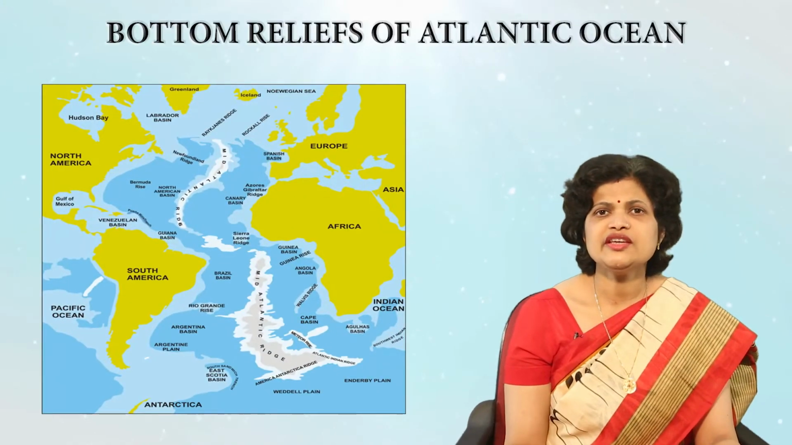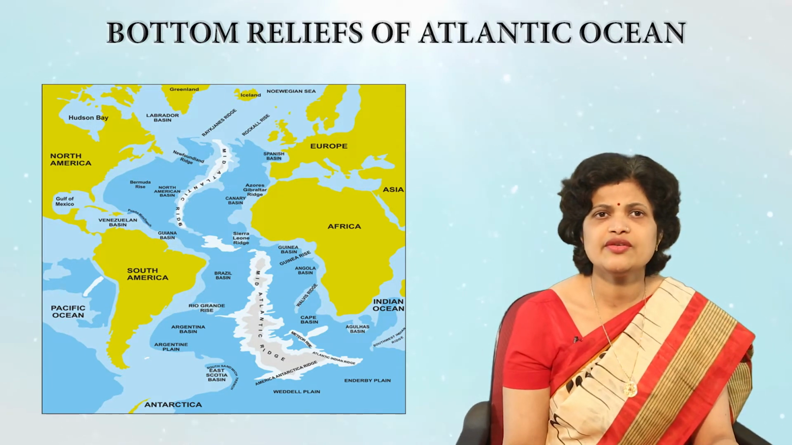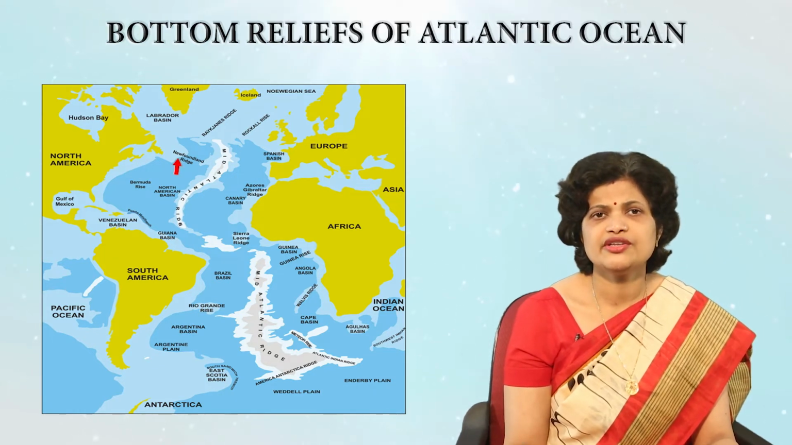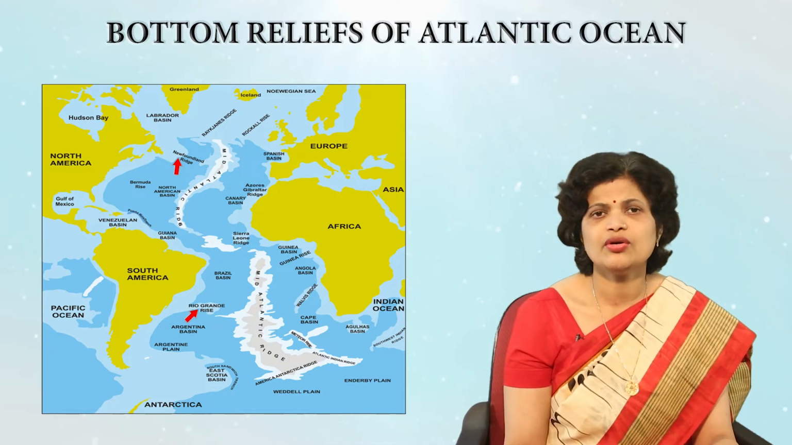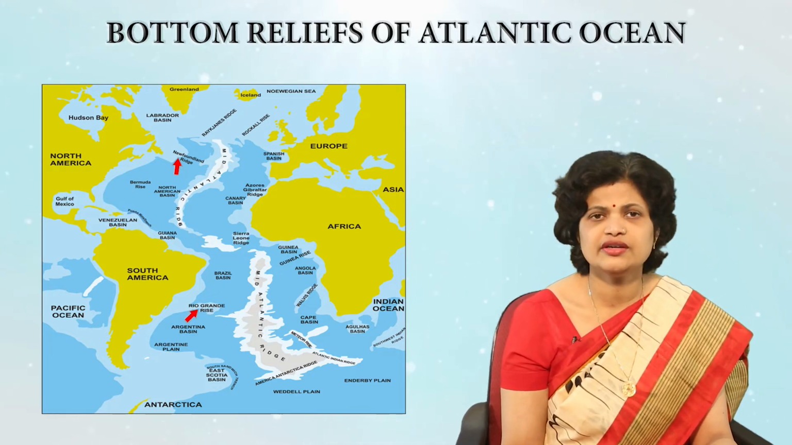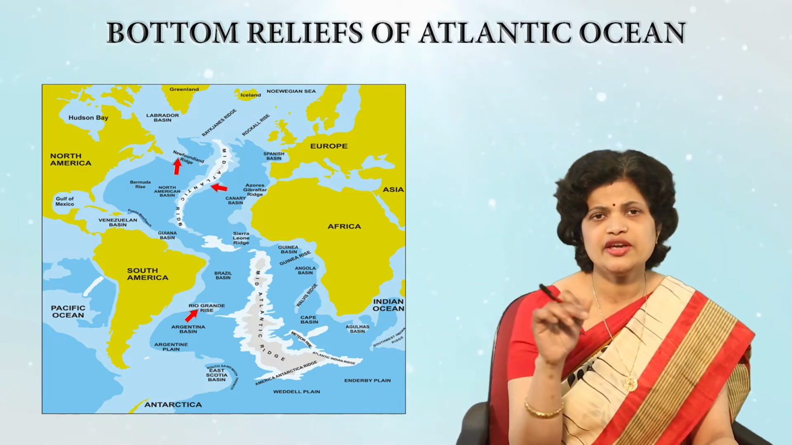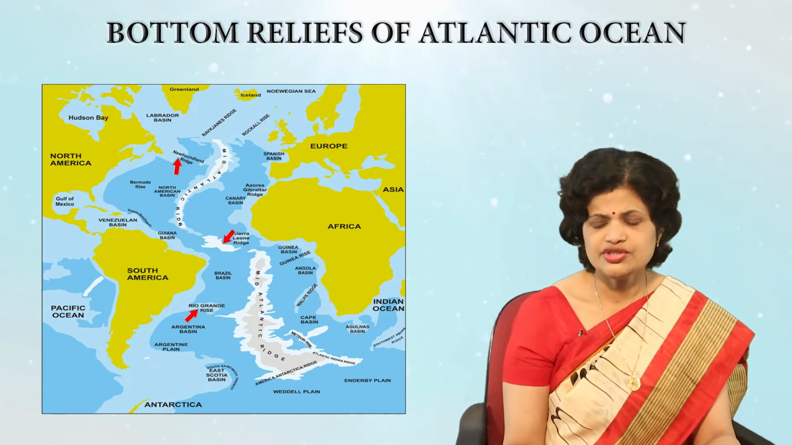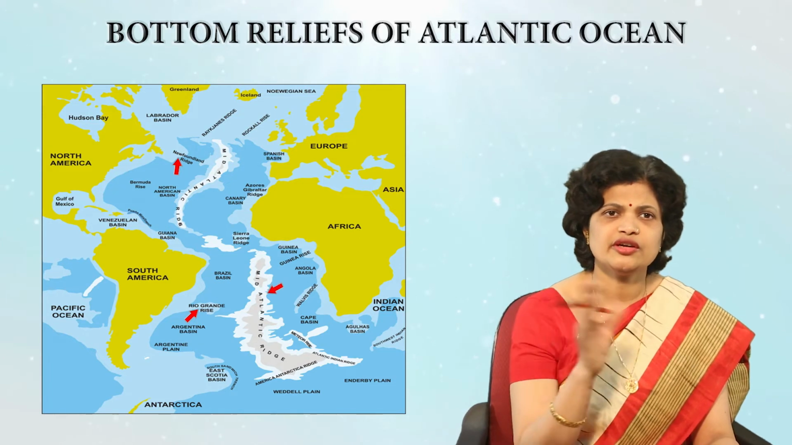Now you can see in this figure on the bottom reliefs of Atlantic Ocean there are several ridges, as I have mentioned, the Newfoundland Ridge, Para Rise, Rio Grande Rise, all can be seen in this figure. And the mid-oceanic ridge is S-shaped, which is shown in the central white part of the Atlantic Ocean, and the continents on both sides are also named.